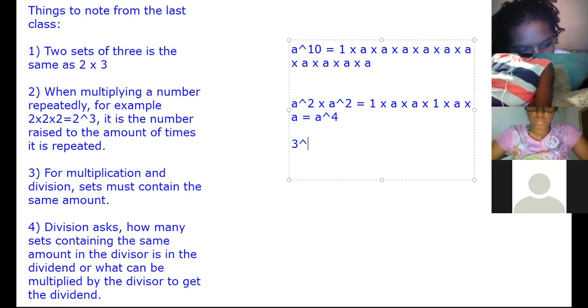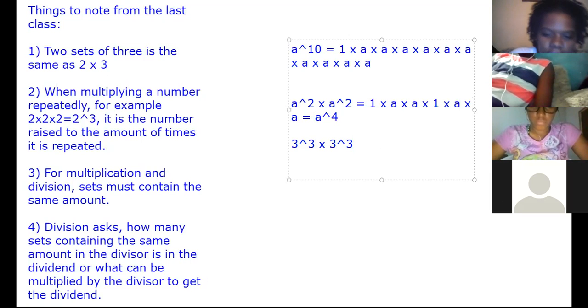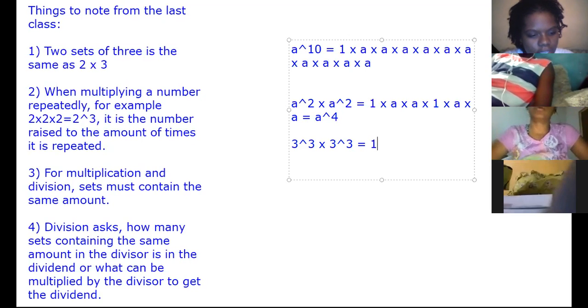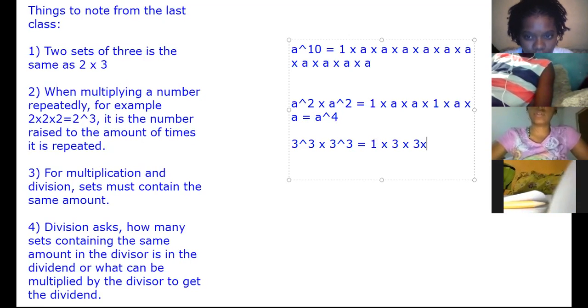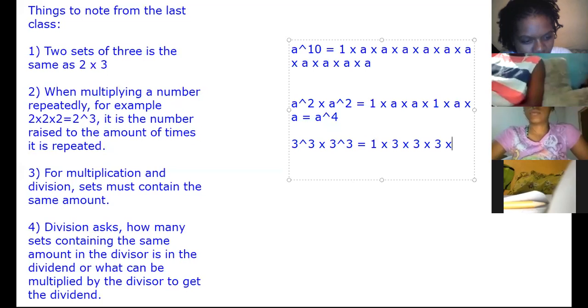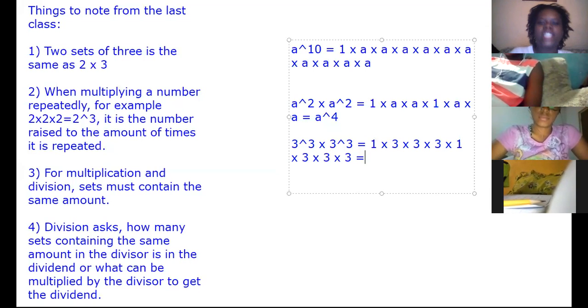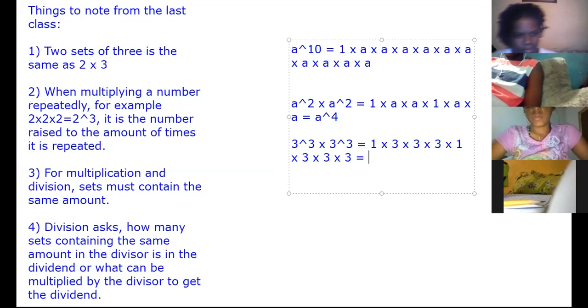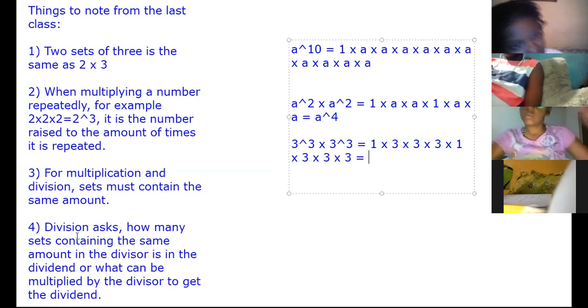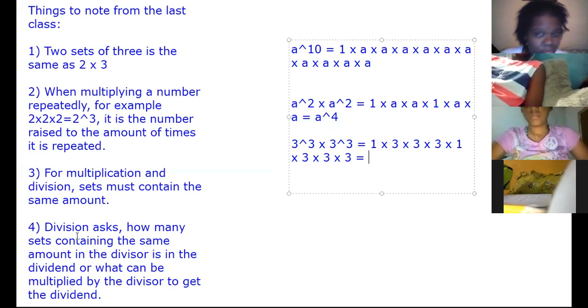3 to the third power times 3 to the third power is saying to us 1 times 3 times 3 times 3, times 1 times 3 times 3 times 3. What is the indices version for this? It equals 3 raised to the 6.